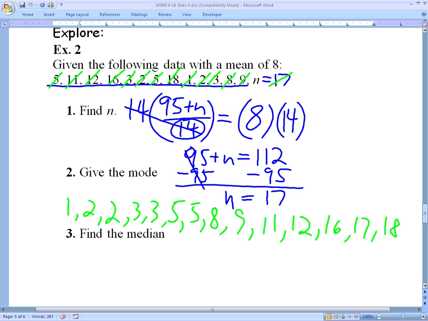I had the 2s repeat. I had the 3s repeat. The 5s repeat. None repeated more than twice, but they all repeated the same amount. So our mode is 2, 3, and 5. Those numbers all repeated.